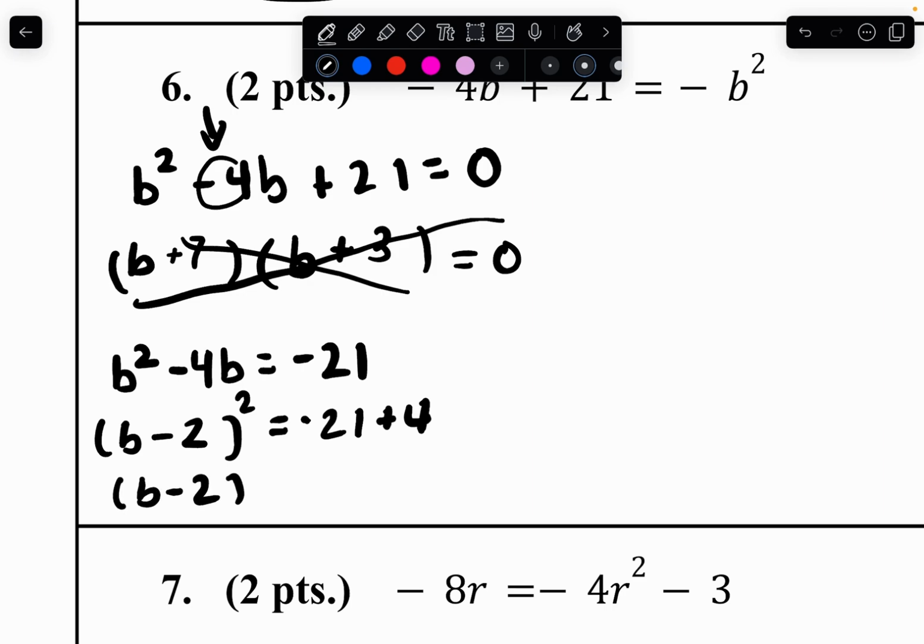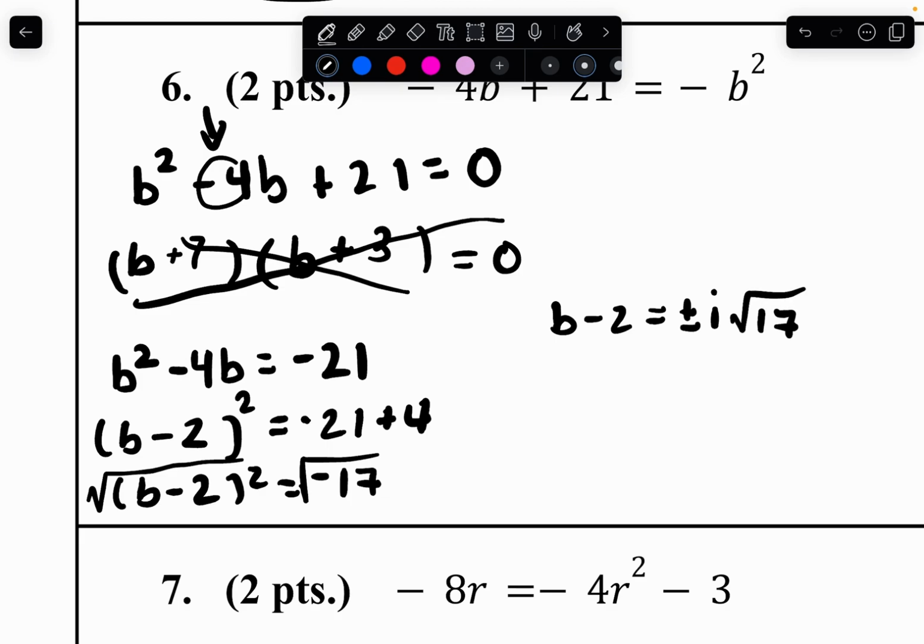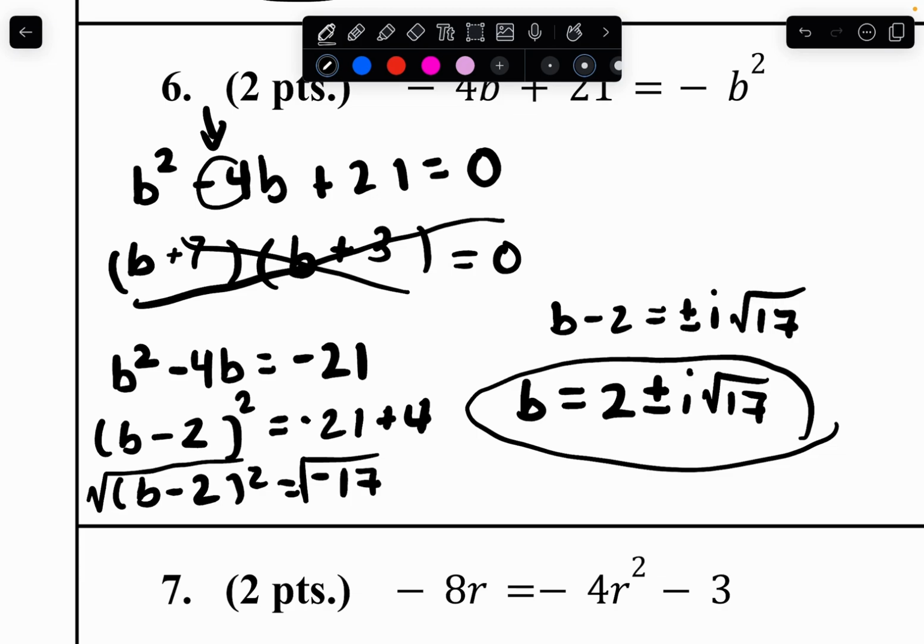So b minus 2 squared is equal to negative 17. You take the square root on both sides, and you end up with b minus 2 is equal to plus or minus i square root of 17. And I cannot simplify the square root of 17 any further, so I will leave it as that. The last step is just to add the 2 to the other side of the equal sign. And that's the final answer.